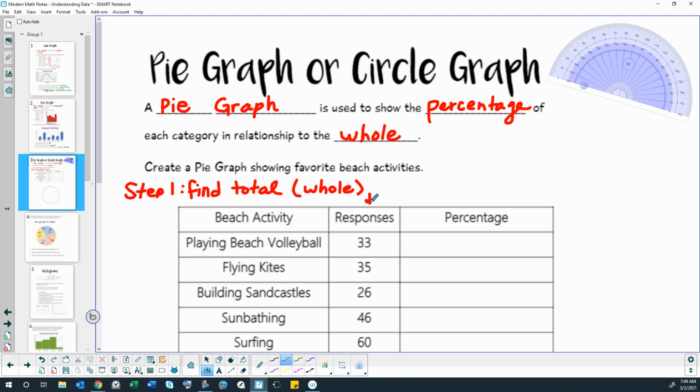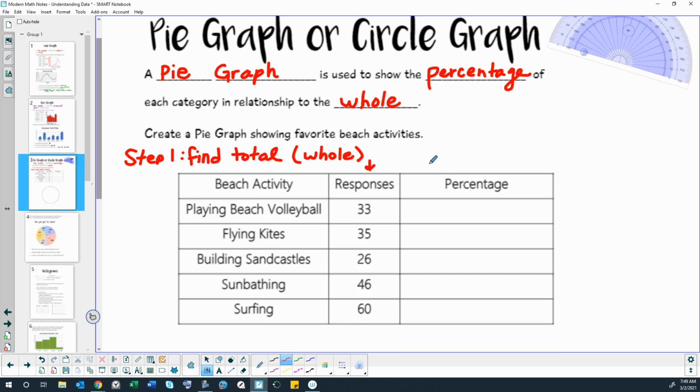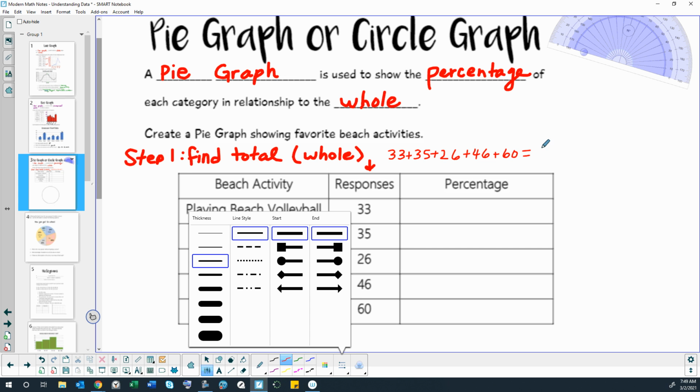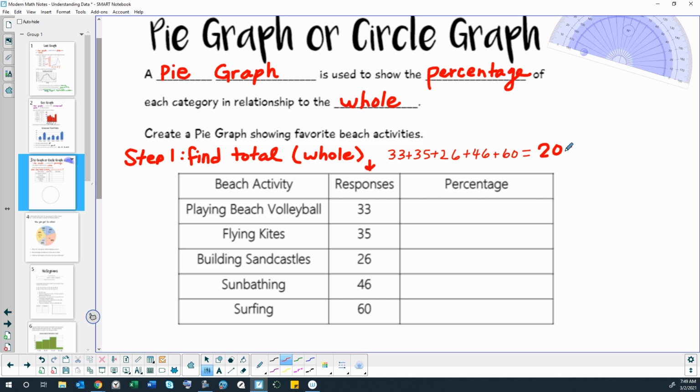So what we're going to do is take these numbers right here and add them together. So 33 plus 35 plus 26 plus 46 plus 60. Now, do you think this total number is going to be the same for every set of data? No, it's not. And so that means you're going to use a different number to do this process depending on the total for the data you're working with. So this set of data is a total of 200.